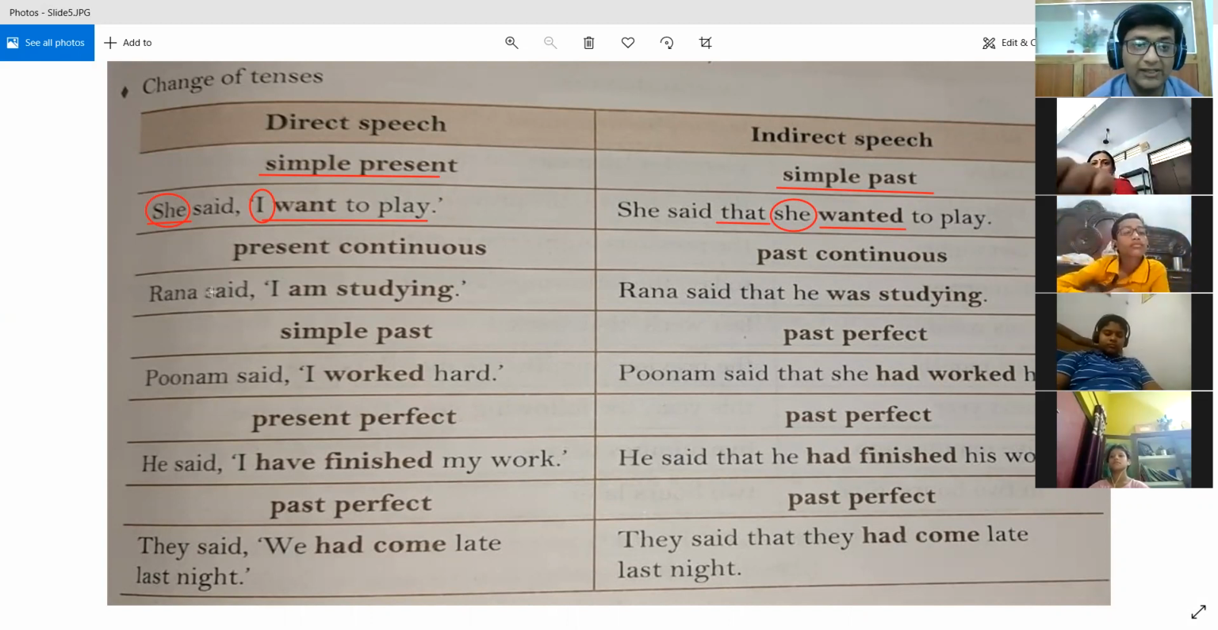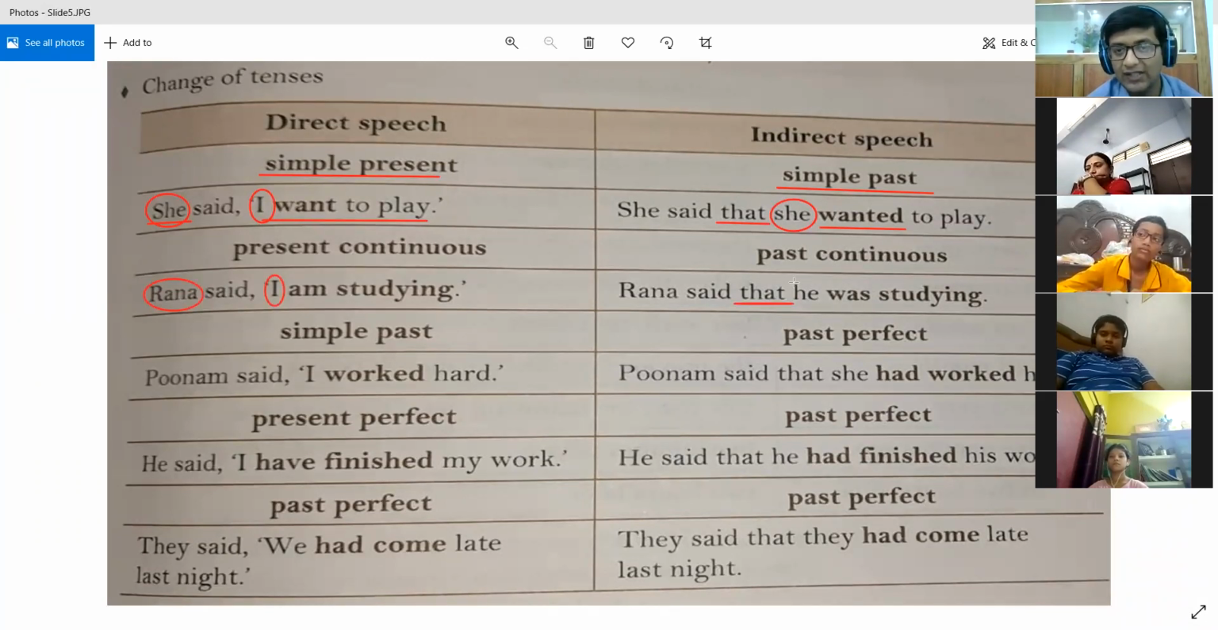What happens to present continuous tense? Present continuous tense changes into past continuous. See, Rana said, "I am studying." So now what happens? Rana said that. So that again has been used as the conjunction. Now you can see I is present. So now it is going to change according to Rana, right? Rana is the subject of the reporting verb said.